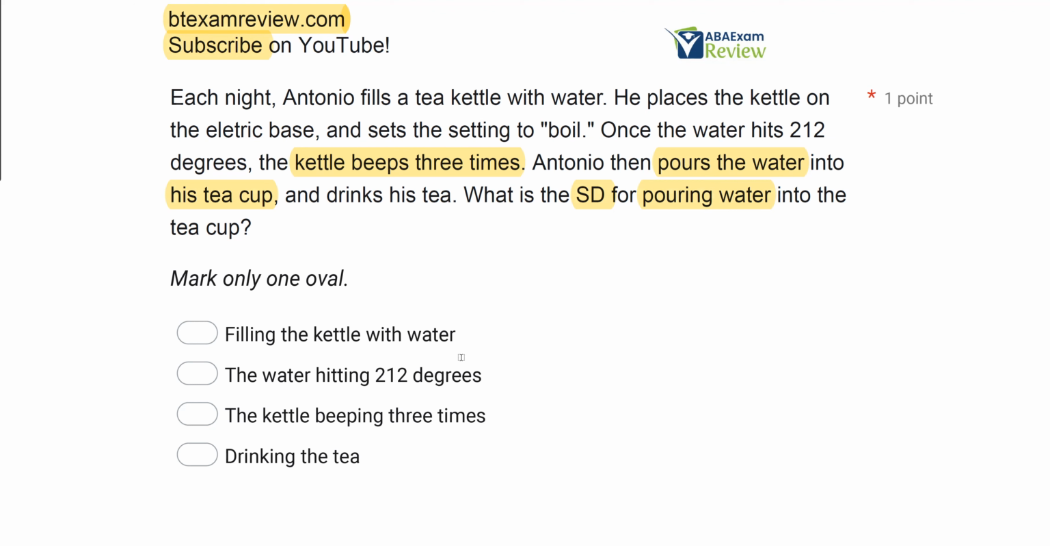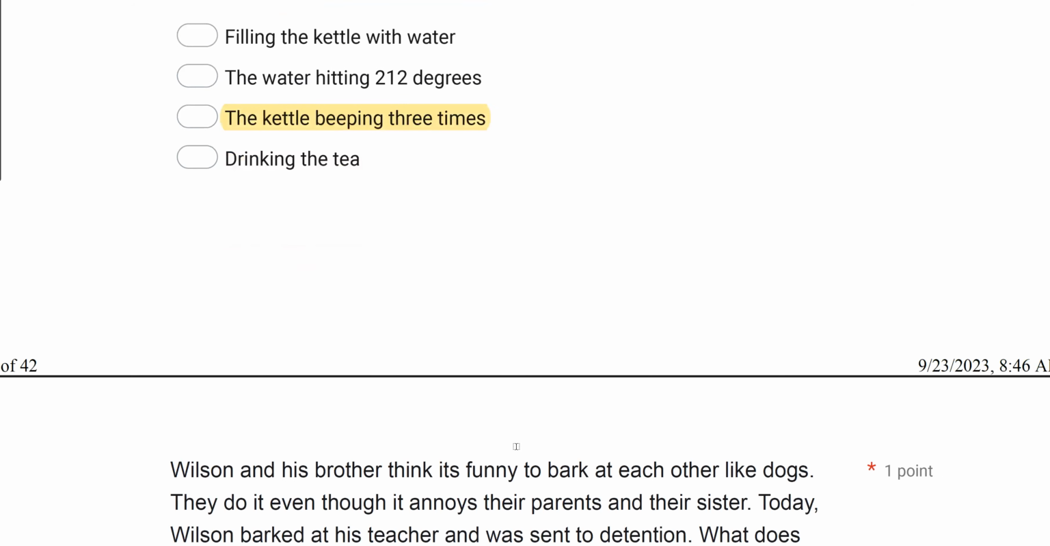The water hitting 212 degrees, if there was no beeping, then the water hitting 212 degrees is likely the SD. But there is a beep letting Antonio know now it's time to pour the water. Only when the kettle beeps does Antonio pour the water, making the kettle beeping 3 times the SD. Drinking the tea is the consequence for pouring the water. The SD is an antecedent, so drinking the tea is not going to be our SD. The SD for pouring water is the kettle beeping 3 times.